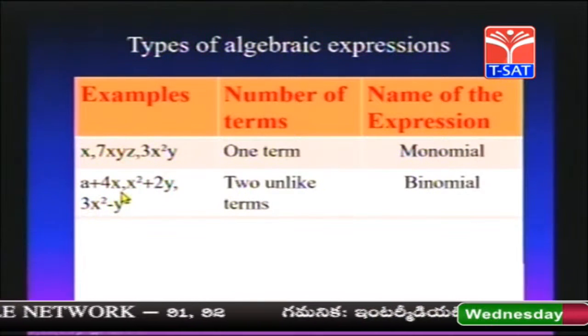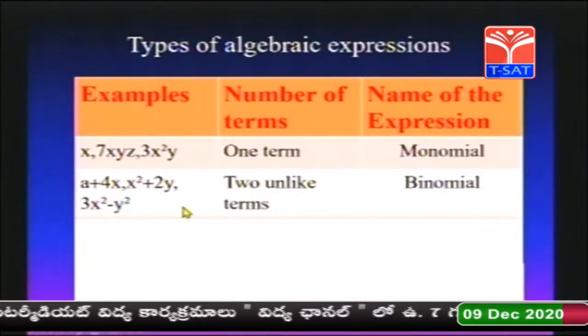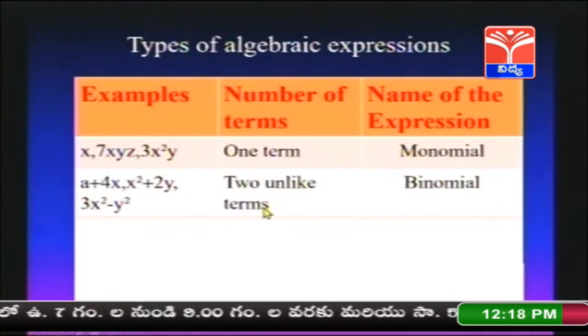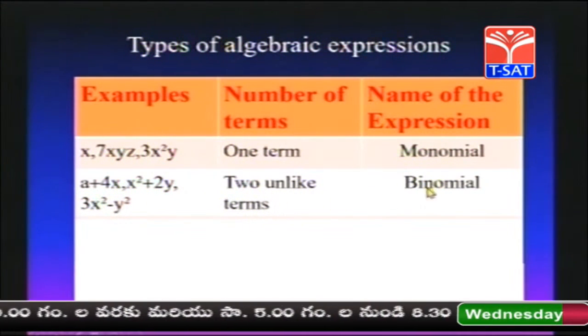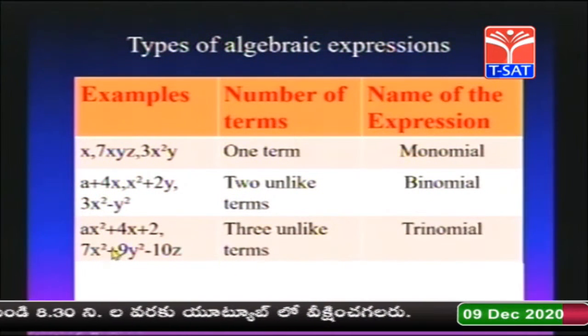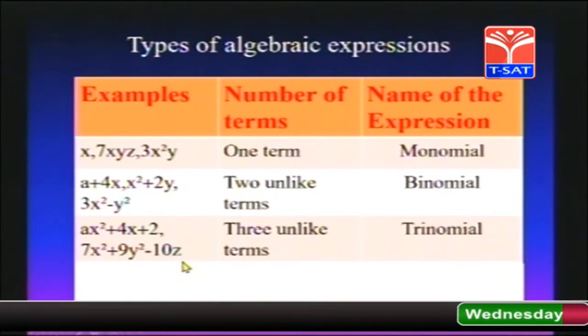a plus 4x, x square plus 2y, 3x square minus y square. These three expressions have two unlike terms each, and it is called a binomial. Next one, ax square plus 4x plus 2, 7x square plus 9y square minus 10z. How many terms are there, children, in these two expressions? We have three unlike terms, so it is called a trinomial.